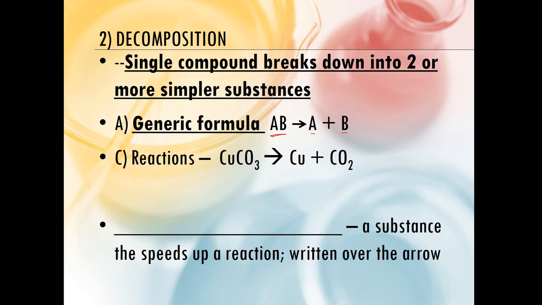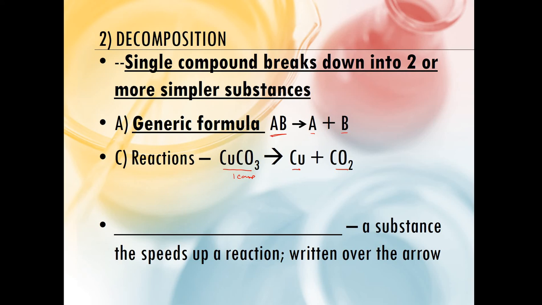A way to recognize this is if you have fewer reactants than products. If you look at your reactants and they're breaking up into your products, that's called decomposition. An example is copper 2 carbonate. That is going to decompose, or break apart, into copper and carbon dioxide. It's starting with one complex reactant, and it's breaking into 2 simpler products.